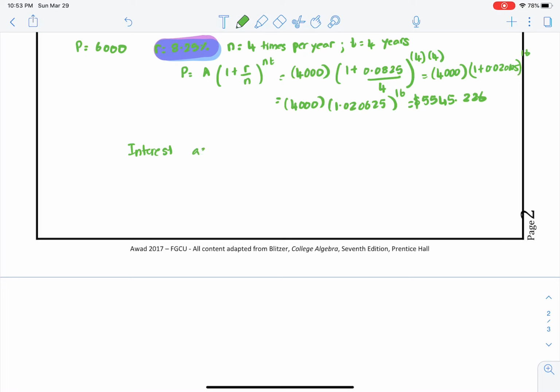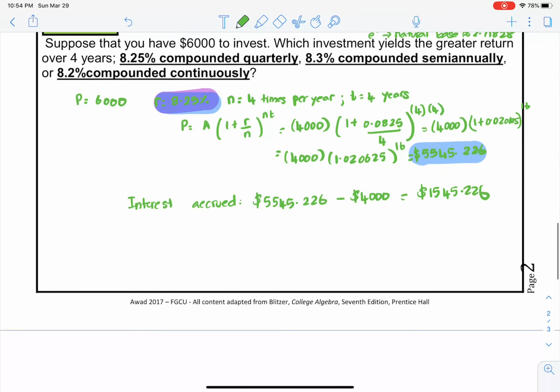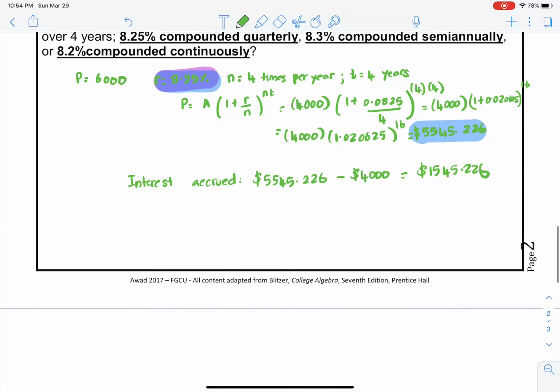So for the first case, the interest accrued would be that amount minus the principal. So 5,545.226 minus 4,000. You end up getting 1,545.226. The second case, the rate is 8.3% compounded semi-annually. So the principal doesn't change, it's 4,000. The term doesn't change, it's 4. But the number of times is 2 because we apply the rate 2 times per year, semi-annual.